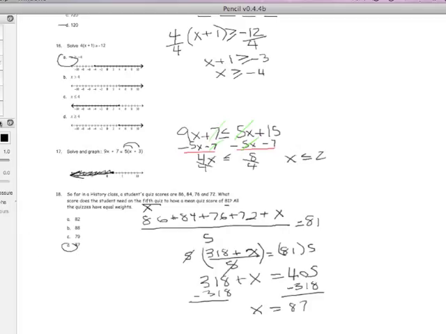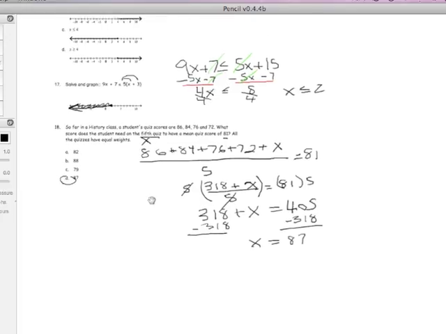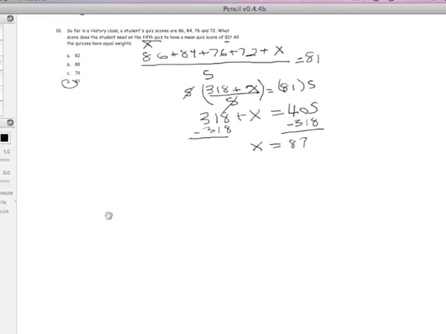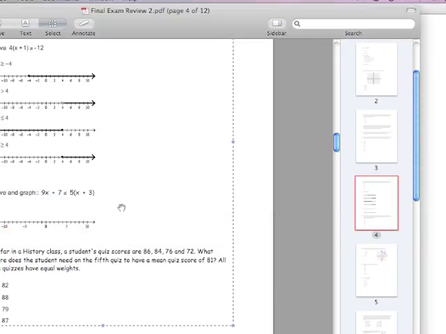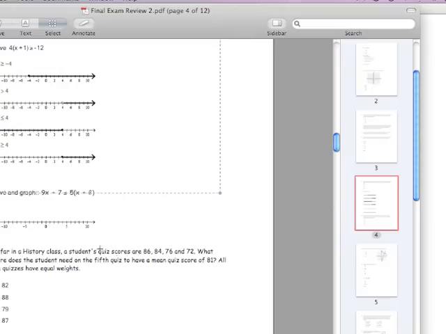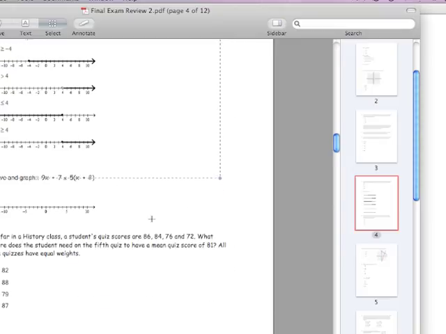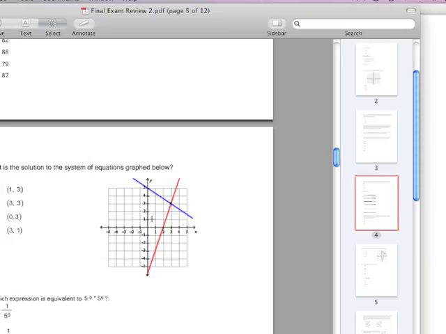Oh, I need more problems. Oh, good, graphing.